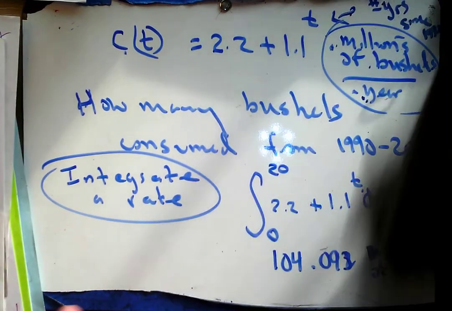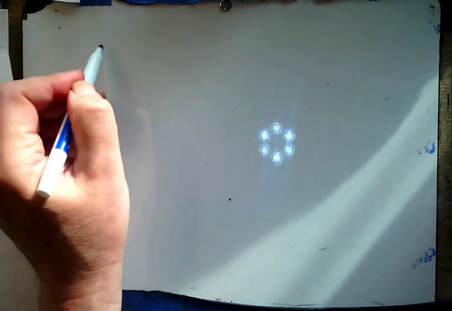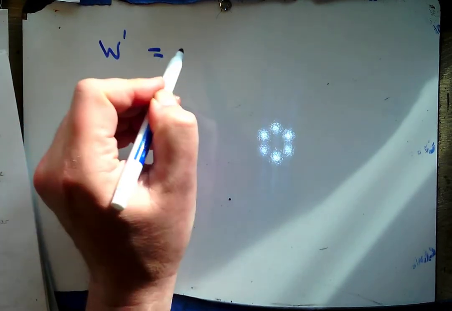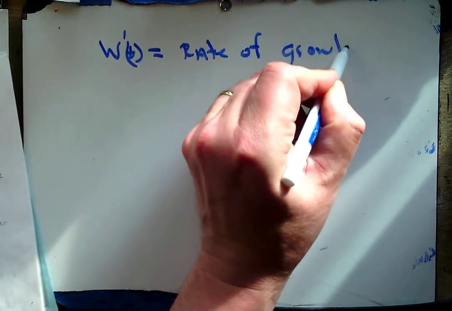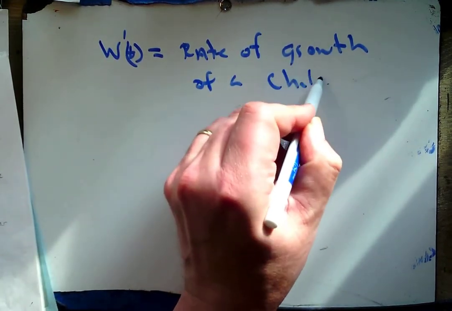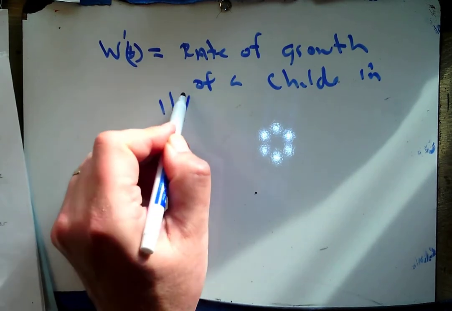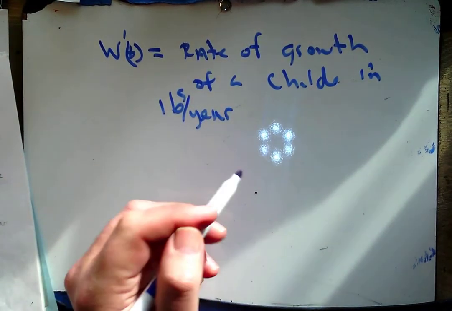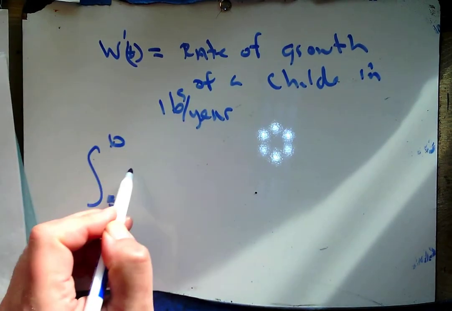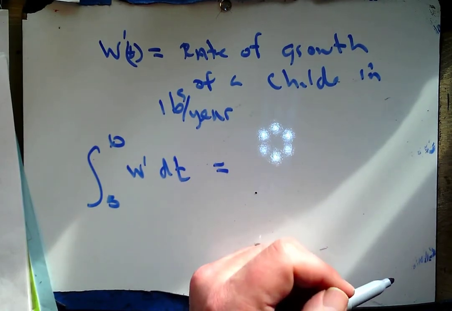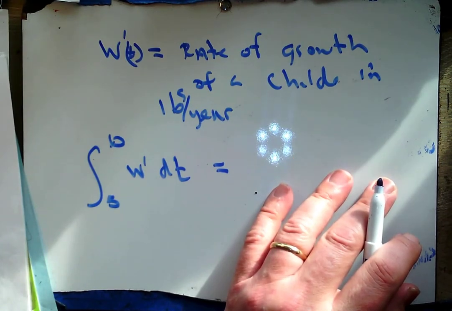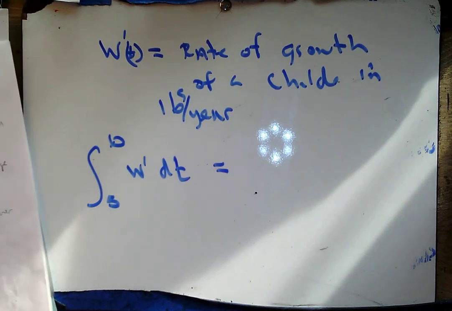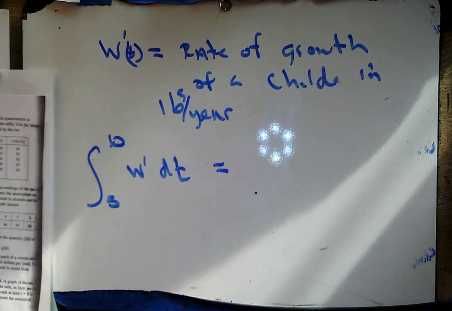Cool. All right, how about this? What if I know that W prime of t is the rate of growth of a child in pounds per year? And so my question is this. What's that mean? I'm not asking you to find a value for it. I'm asking you, what does it represent? What does it mean to integrate that rate?